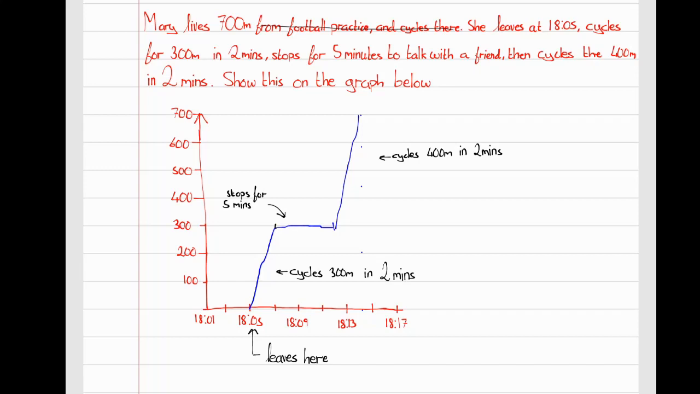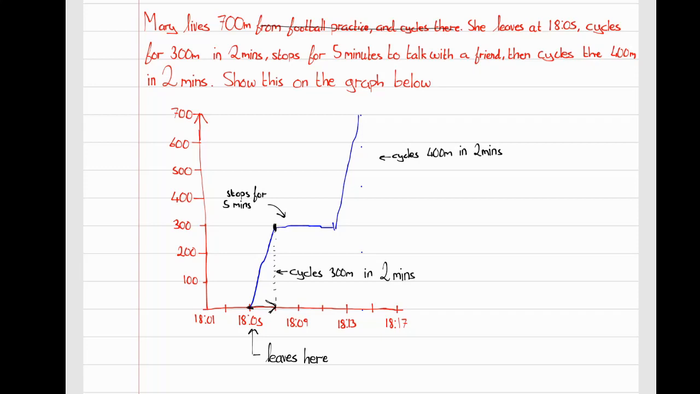This is the graph here. How did we do this? She left at 18:05, so we denote that the line starts at 18:05 here. She travelled for 2 minutes, and she travelled 300. So the next data point is 2 minutes onwards from 18:05. We go 2 minutes across this way, then come up the distance she's travelled, 300 meters. We put the next dot here, directly above, and join a line between those 2 points.